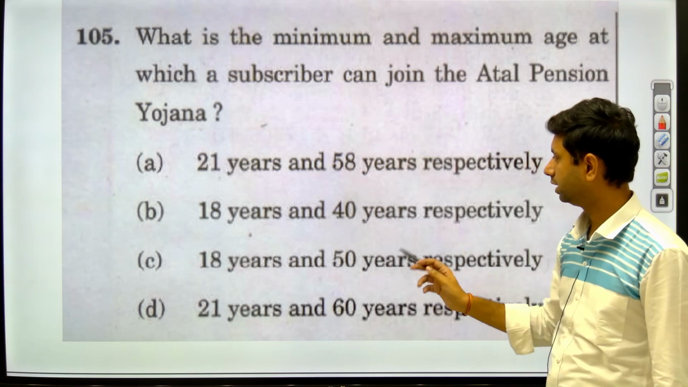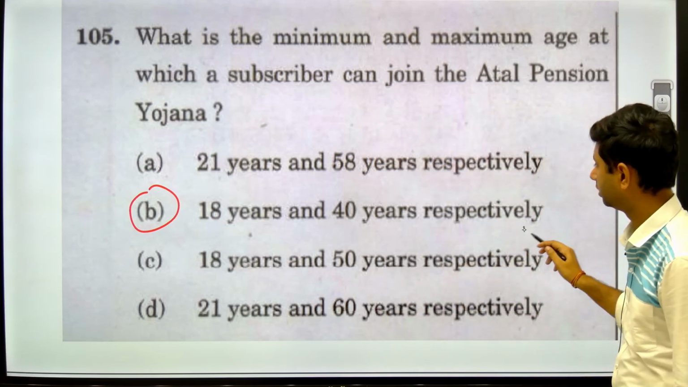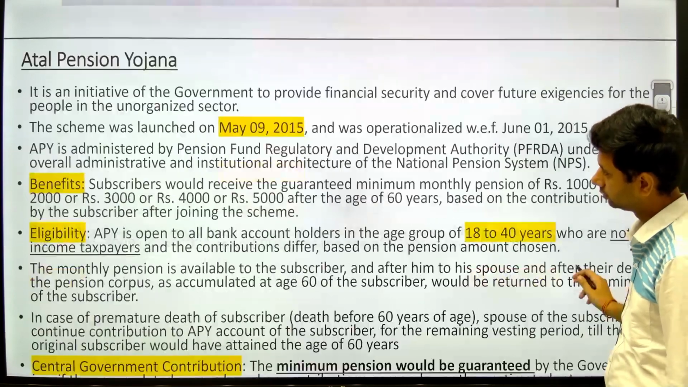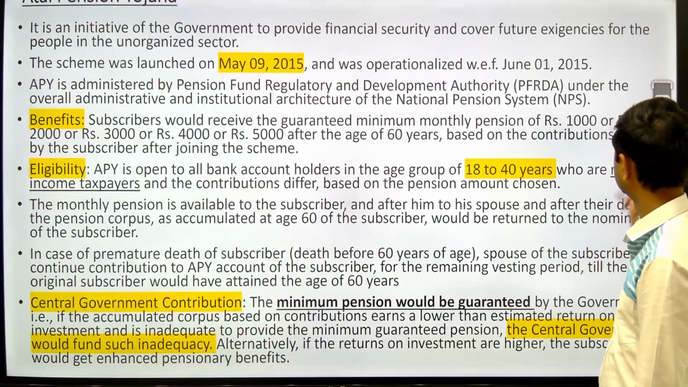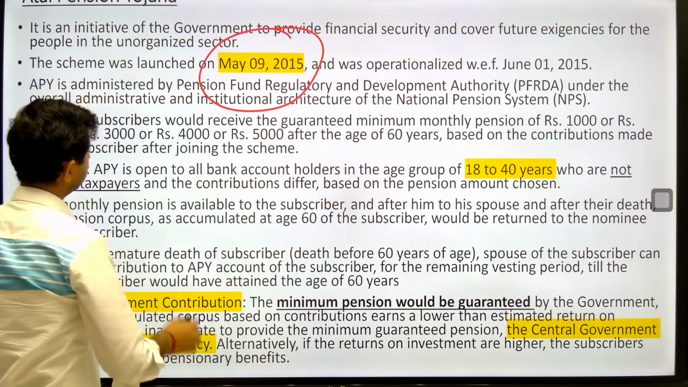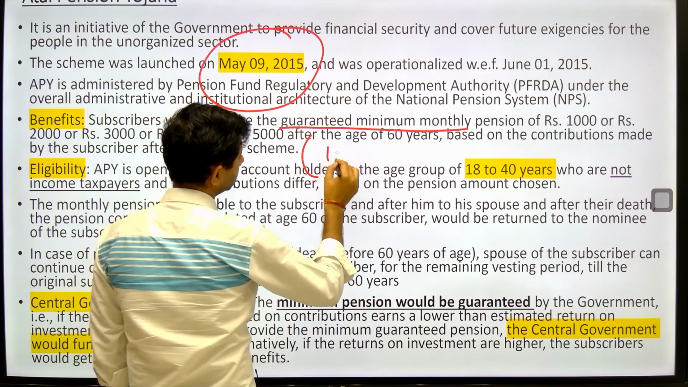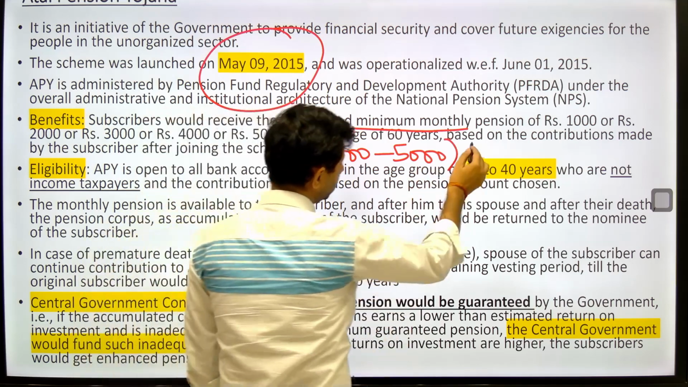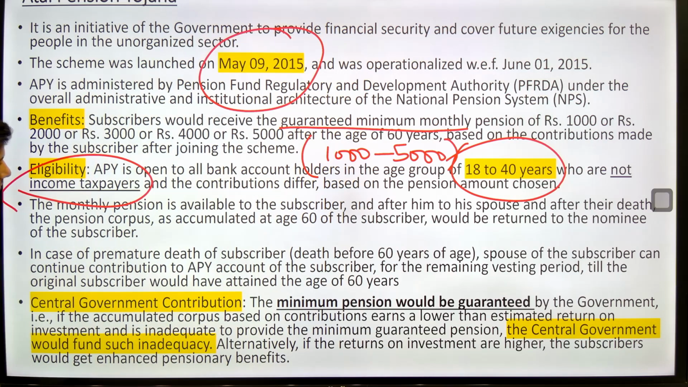21 years, 58 years; 18 and 40; 18 and 50; 21 and 60. So the right answer is 18 and 40 years respectively. So let's see the solution portion of it. This is an initiative of the government launched on May 9, 2015. The benefits subscribers would receive: guaranteed minimum monthly pension that will range from 1000 to 5000 rupees. Okay. And the eligibility is 18 to 40 years, and who are not income taxpayers.